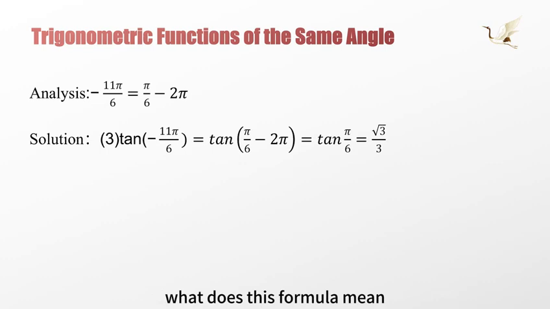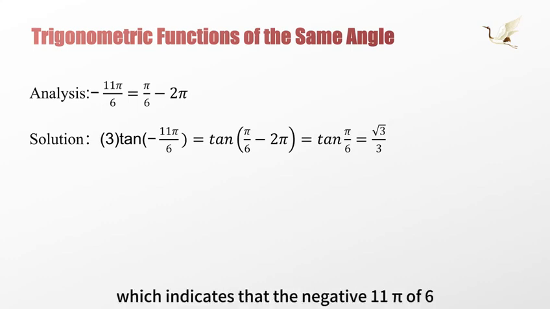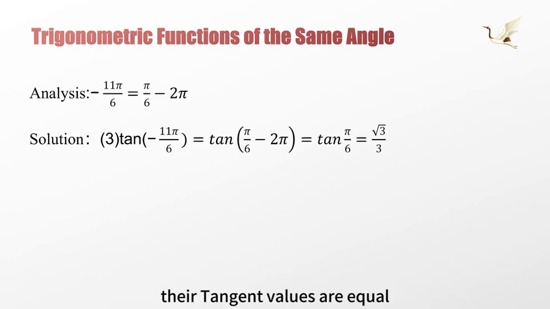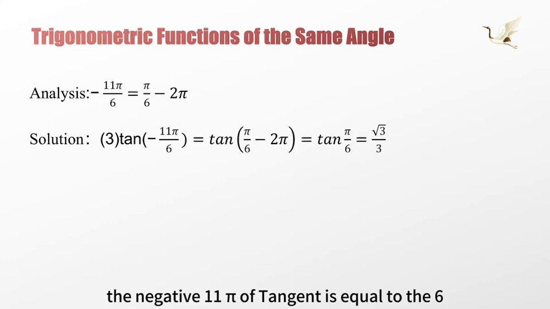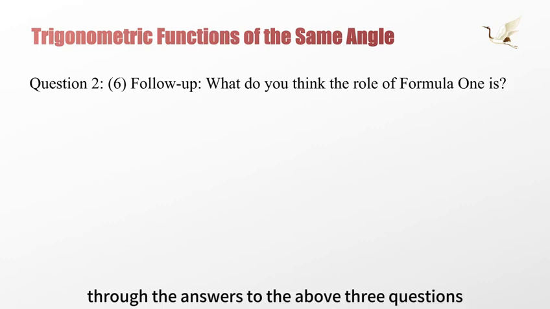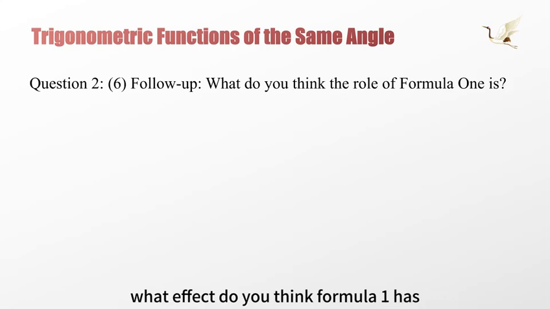What does this formula mean? Negative 11π/6 is obtained by rotating clockwise from π/6, which indicates that negative 11π/6 and π/6 have the same terminal edge. Their tangent values are equal. The tangent of negative 11π/6 is equal to the tangent of π/6, which is equal to √3/3. Through the answers to the above three questions, what effect do you think Formula 1 has?